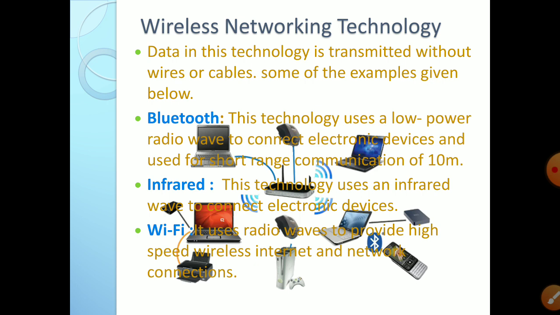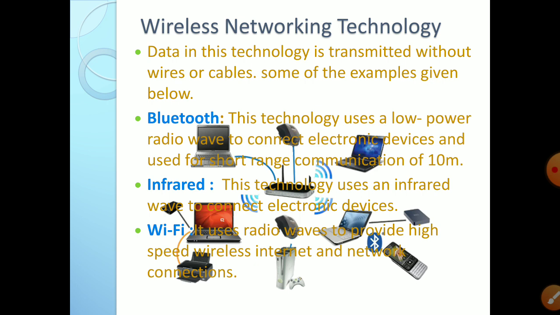Just now I said a line of sight between communicating devices is not required. Generally a line of sight means it cannot cross any solid objects, but here the Bluetooth can cross any solid objects within the range of 10 meters. So that's why it is said that a line of sight between communicating devices is not required.